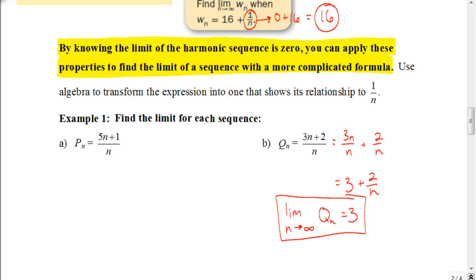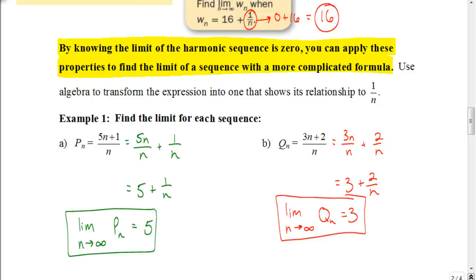So I want you guys to try this one now on your own. See if you can simplify this one just like we did in this example, and use the information that we just did to see if you can figure out what the limit for this sequence would be. So why don't you pause the video and hit play when you're ready to check your answer.